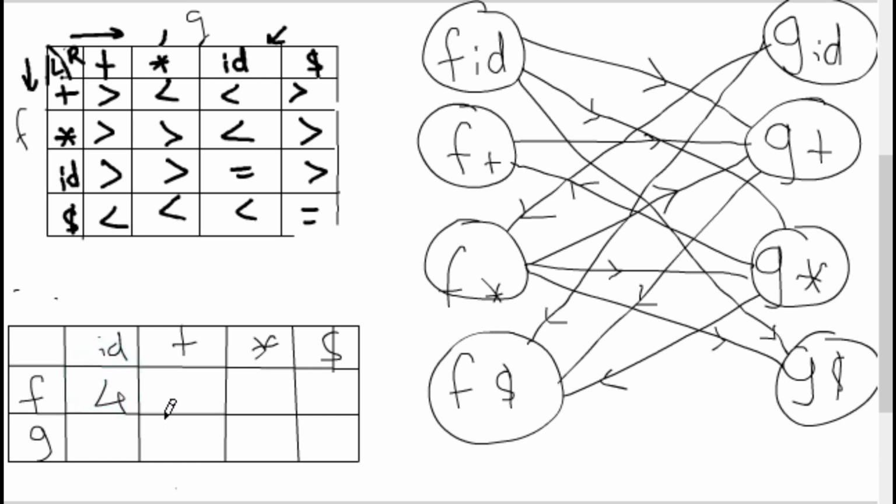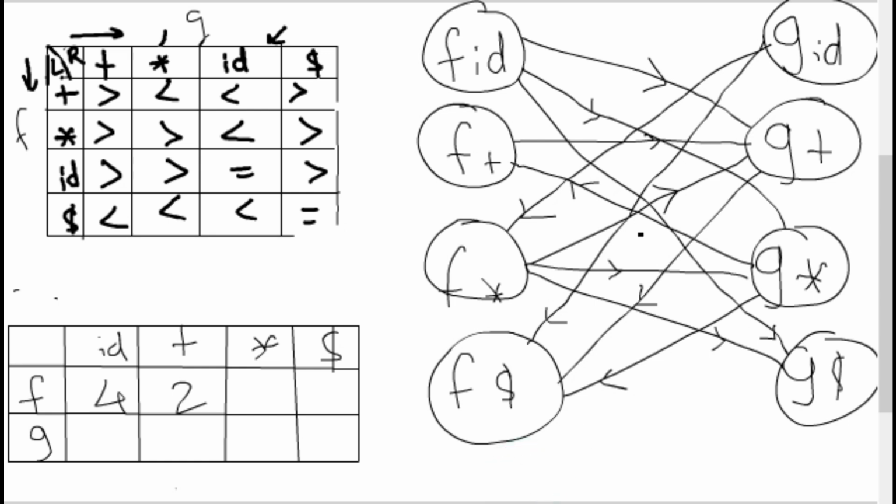So we will write our answer as 4. Now let us look at F plus. F plus goes to G plus and G plus goes to F dollar. So there are 2 edges. Now F plus does not go anywhere else. You can see F plus does not go to any other edge. So therefore the answer is 2, because this is the longest path to the dollar symbol. Let us count another one.